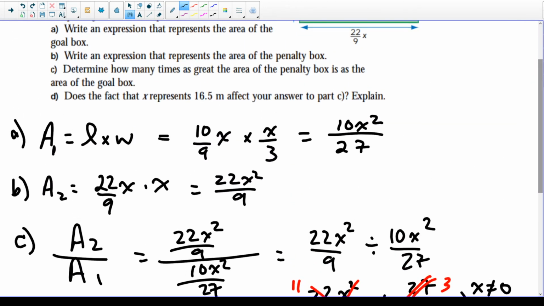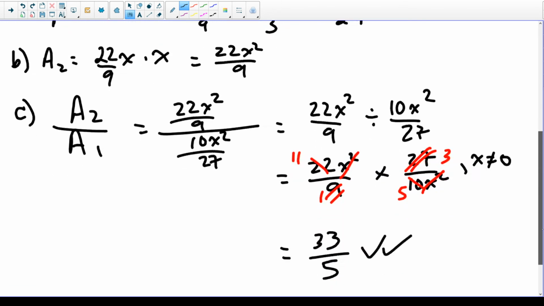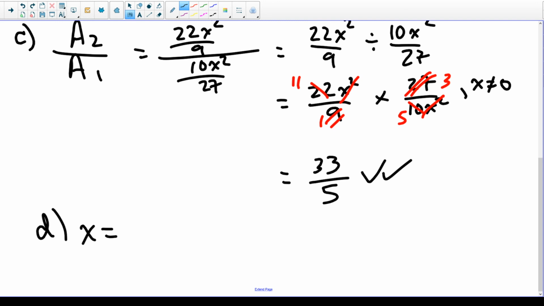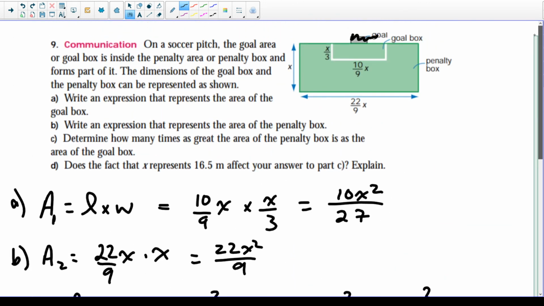Now, there's an interesting question, D. Does the fact that x represents 16.5 meters affect your answer to part C? Explain. Well, if x is equal to 16.5, does that matter? Will that change the proportion in size? And the answer is no, because there's no x left. So it doesn't actually matter what the size of the soccer field is. If it's built proportionally correctly, that should always be the difference. Sorry, not the difference, but the ratio of sizes of the two. And that's the style of word problem that you can expect in this section.